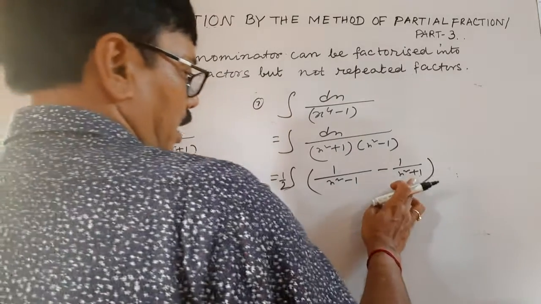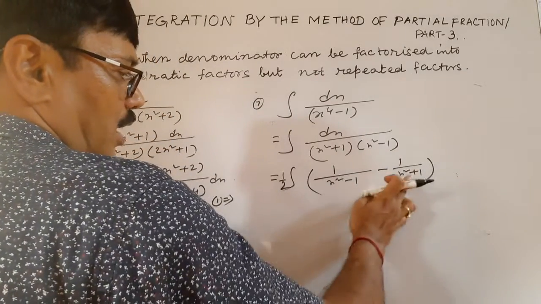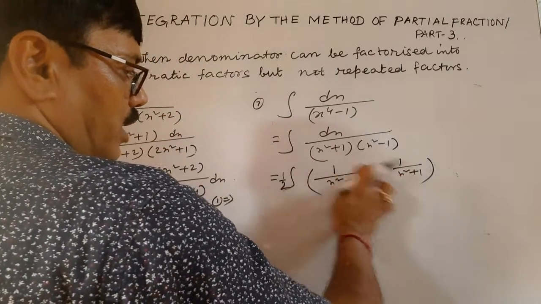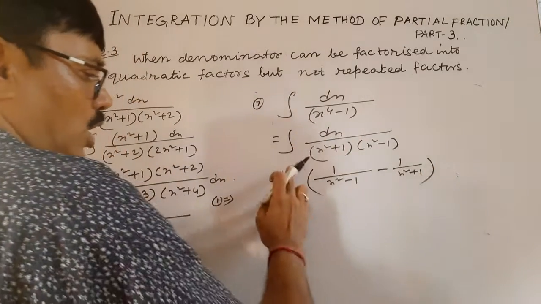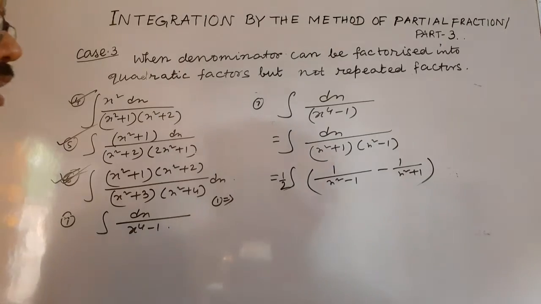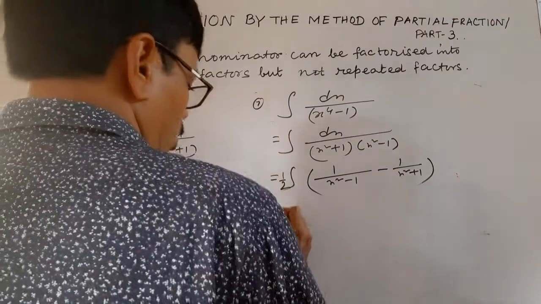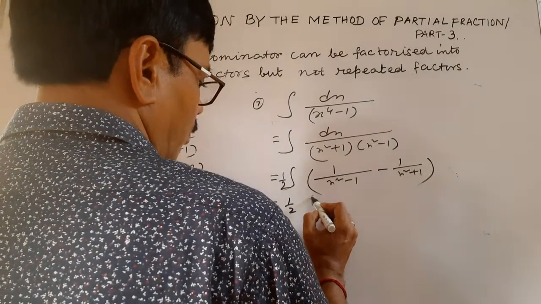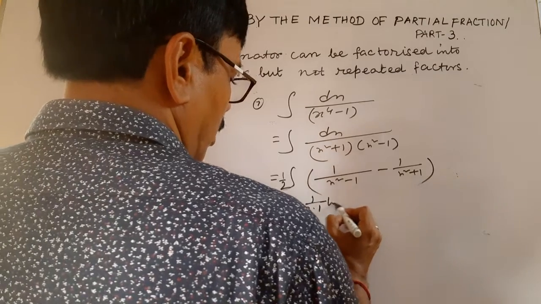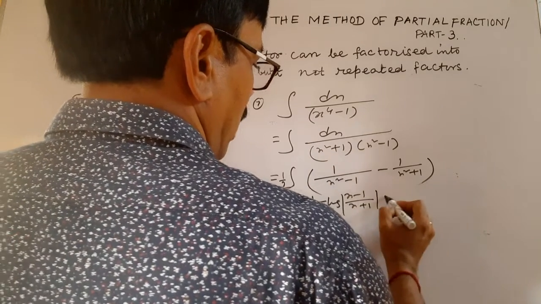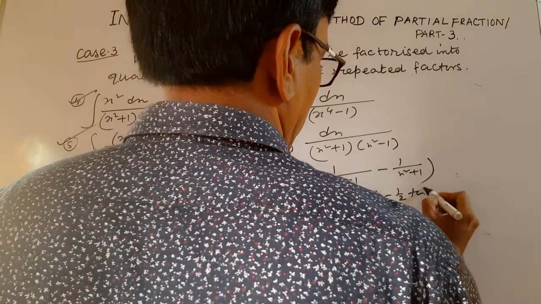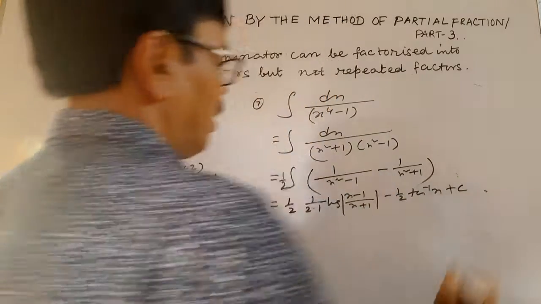Look, x square minus 1 and x square plus 1 is the LCM. X square plus 1 minus x square plus 1, so this is 2. So 2 is balanced by half. So this one is of standard form. So 1 by 2 into 1 by 2 log of x minus 1 by x plus 1, and this is half tan inverse x plus c.